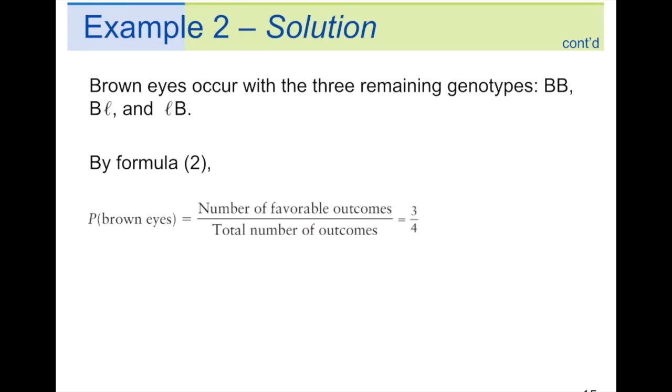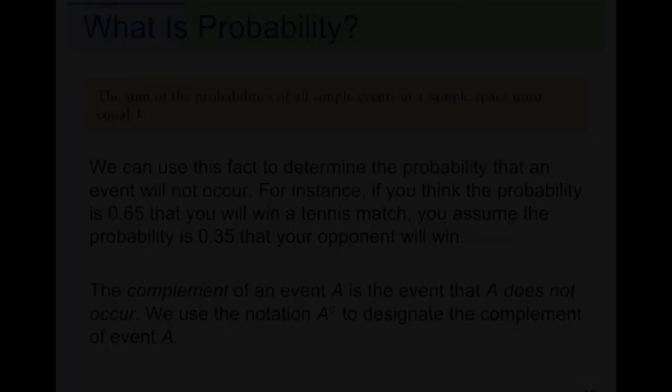Brown eyes occur with the 3 remaining genotypes: brown-brown, brown-blue, and blue-brown. So the probability that brown eyes happens is 3 over 4, because you have 3 chances of getting brown eyes out of 4 possible chances, so a 0.75 probability.